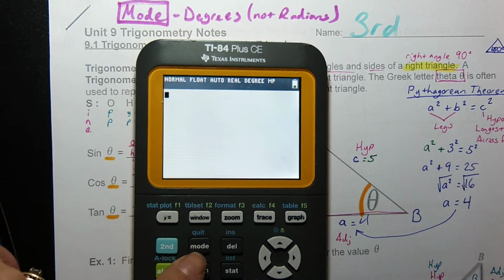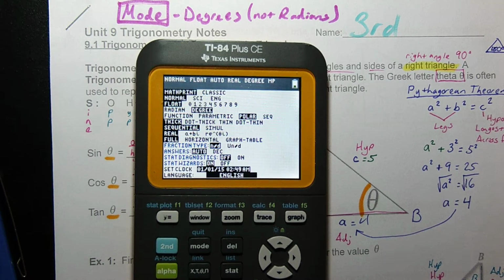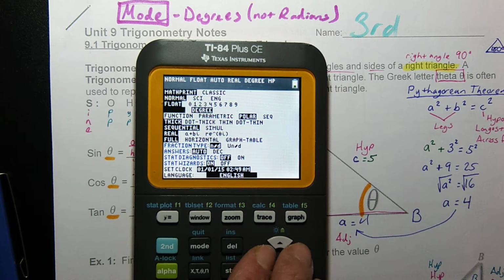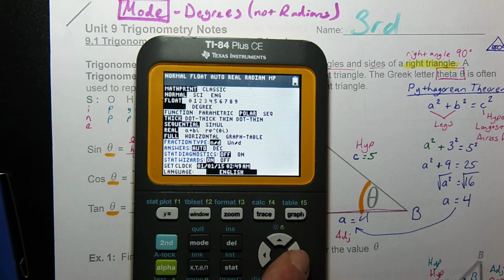Right here, next to the second button, go ahead and click that. And you'll see that opens up all sorts of different specs. We're going to be looking at that fourth item down, which has radians and degrees as an option. So you can see degree is highlighted on mine. If radians was highlighted, I would arrow over to degree, press enter, and once degree is highlighted, that's how I know that I am in the right mode. So I want everybody to make sure that their calculator is in degrees.